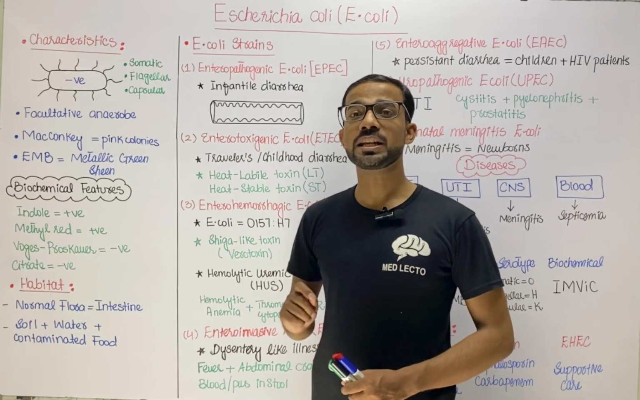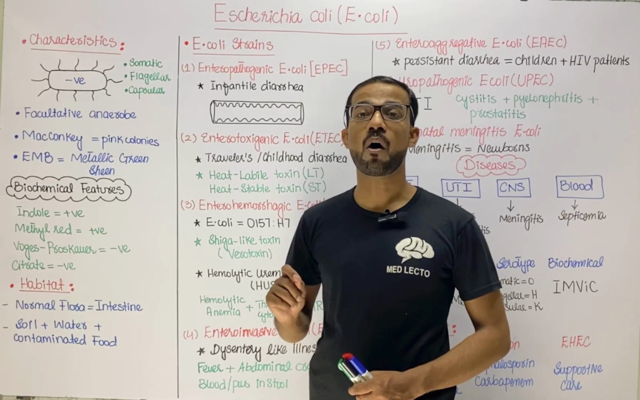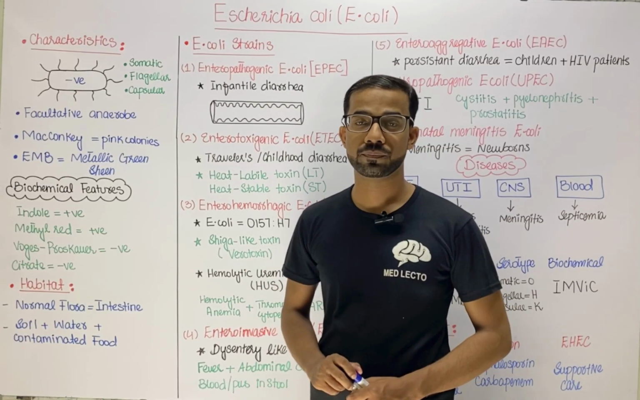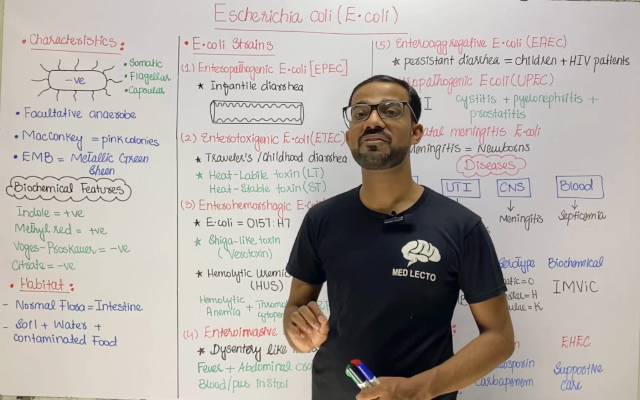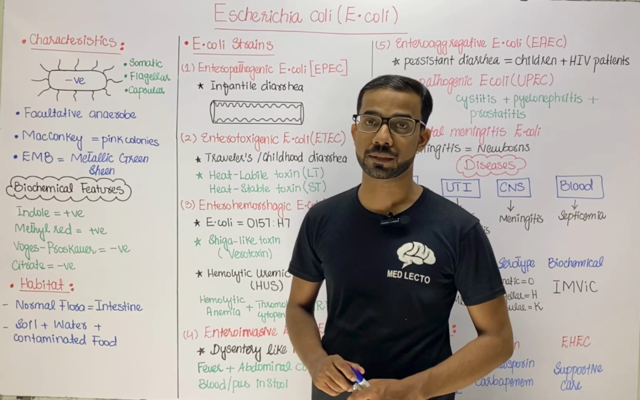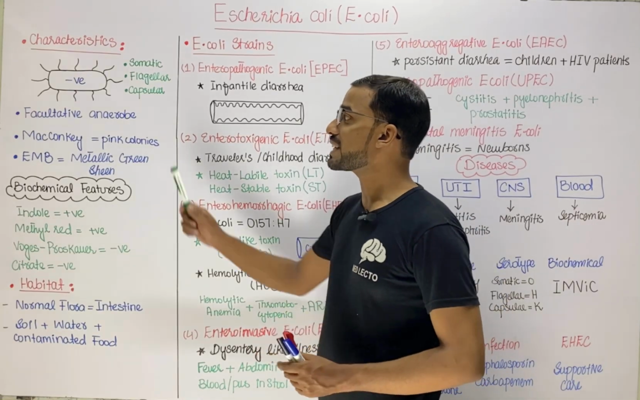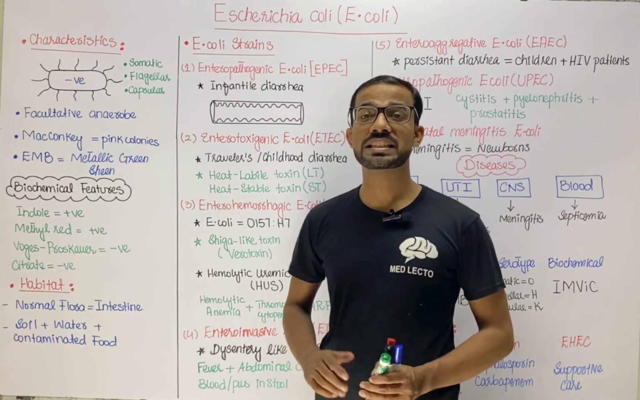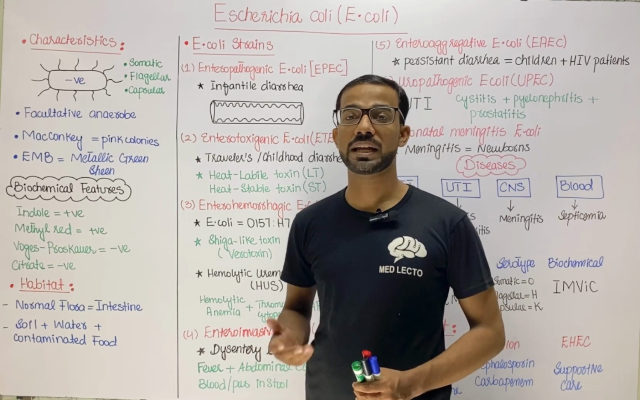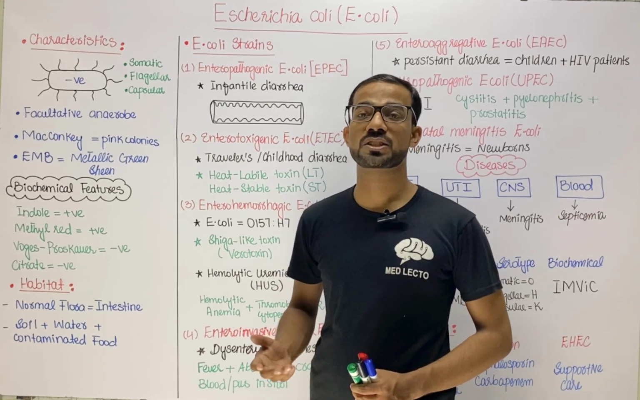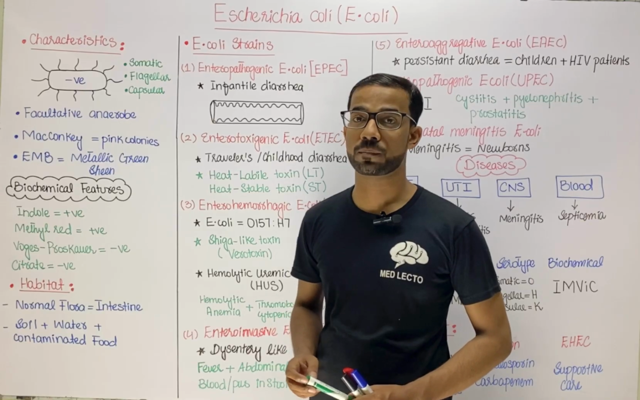And Escherichia coli has flagella all around its body, and that condition is called peritrichous, when you see the flagella all around its body. Next property, it's a facultative anaerobe. It can survive in oxygen and without oxygen, in aerobic and anaerobic conditions. So that's why we call it a facultative anaerobe.